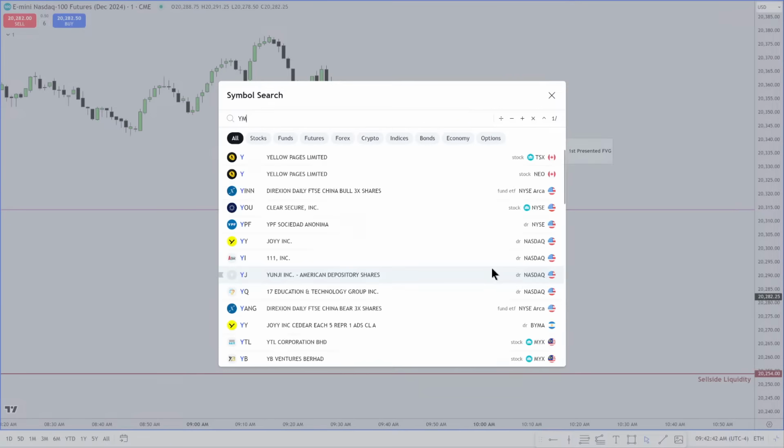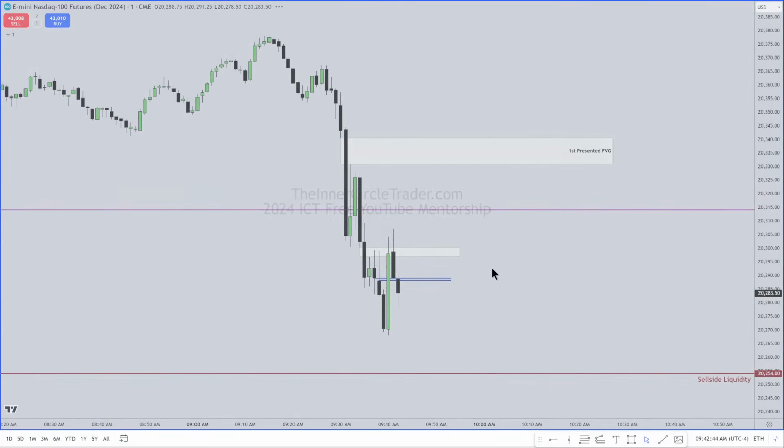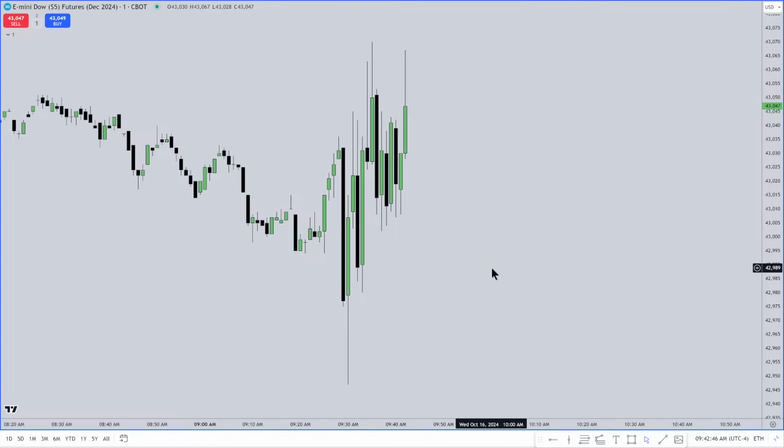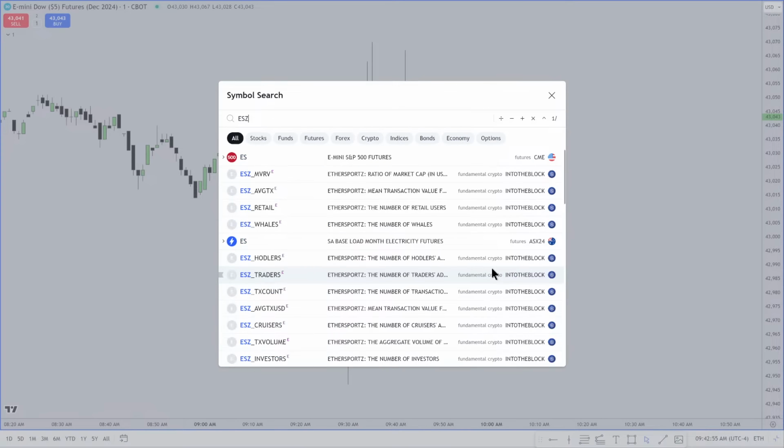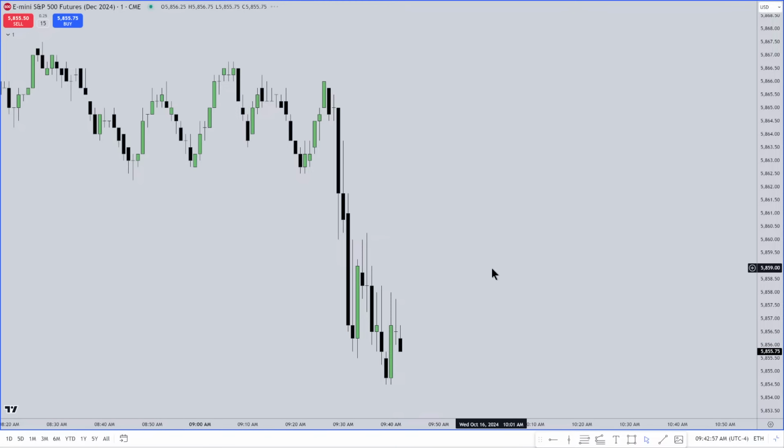Let's take a quick look at Dow once more. I would not want to trade that. That's nothing there. It looks like cheap bubble gum. All right, so we look at the ES.